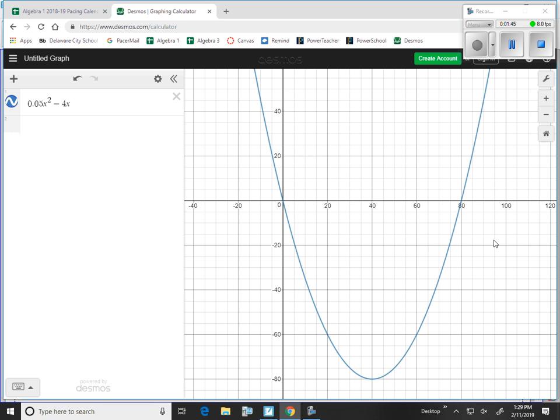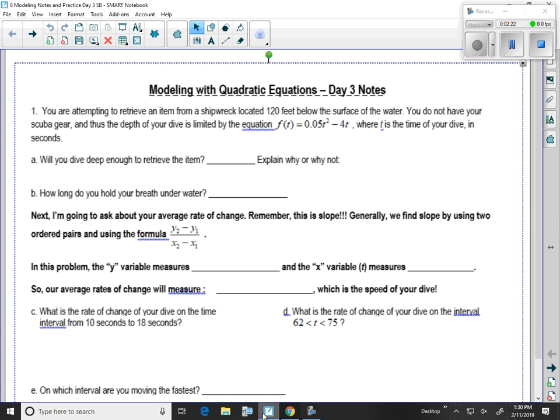So, we need to see how far you dove. Where are we going to look to see how far? It looks like the farthest point down. What's that called? The vertex. Sweet. Okay, which is (40, -80). So let's think about what X represents here and what Y represents. X represents time. Okay, so it took you 40 seconds to dive 80 feet. So if you can dive 80 feet, can you get the item that's 120 feet below the surface? No. Okay, so this is going to be no.